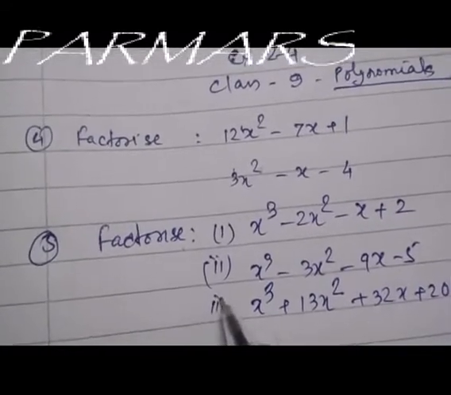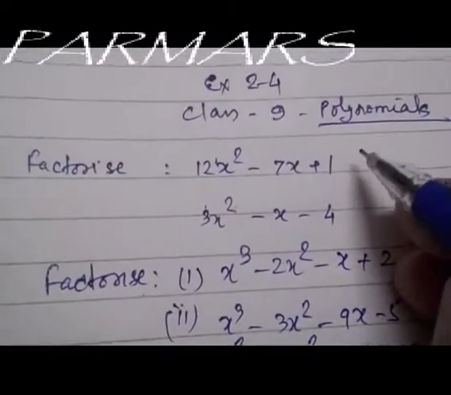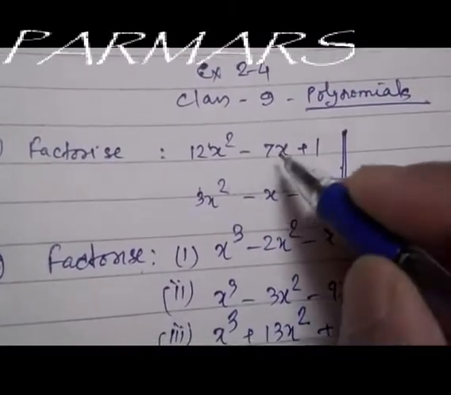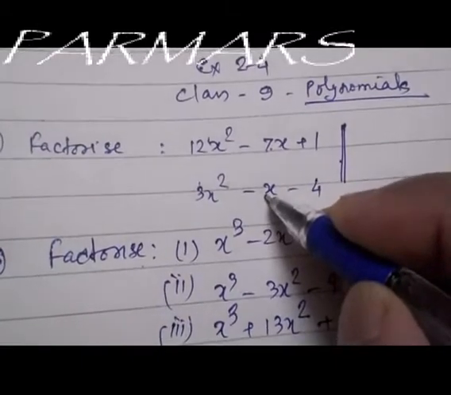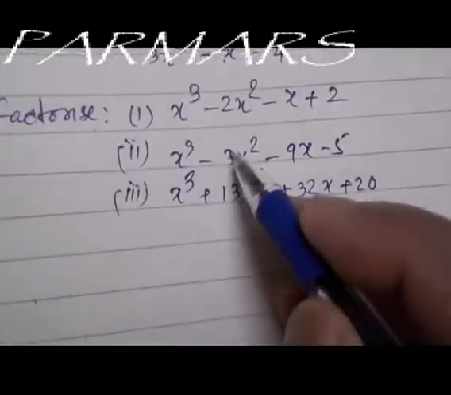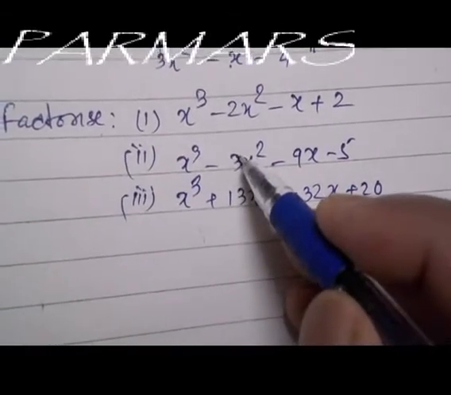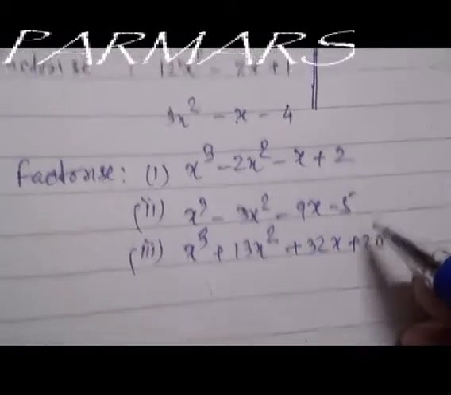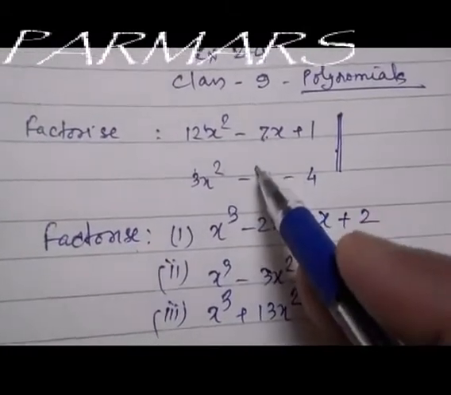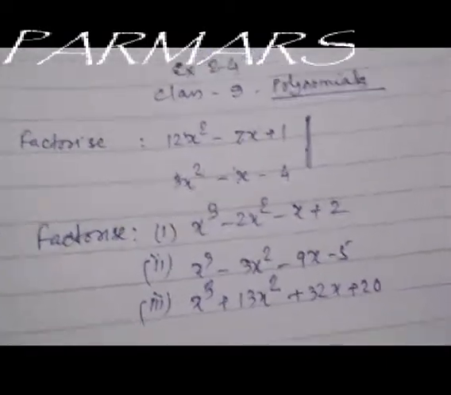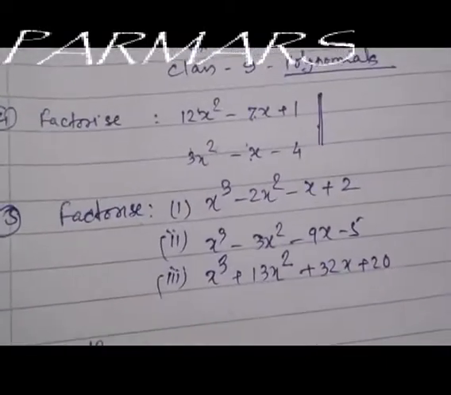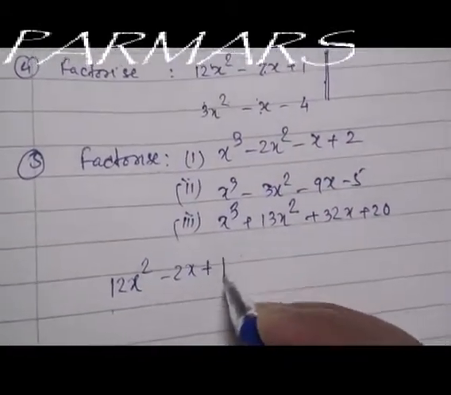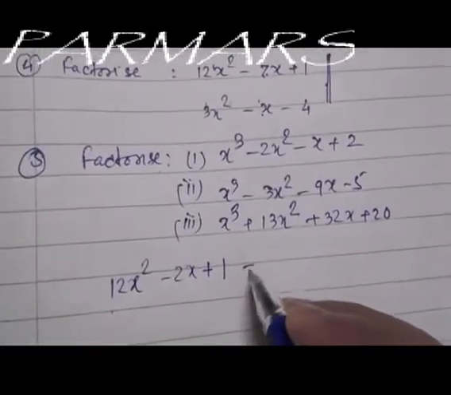Okay, these two questions, which are quadratic polynomials, can be factorized by splitting the middle term as well as by using factor theorem. But for cubic polynomials, we have to use only factor theorem, and that is called the trial and error method. Let us discuss. First we factorize these two by splitting the middle term. Now, splitting the middle term, you know it very well, but again I recall you.